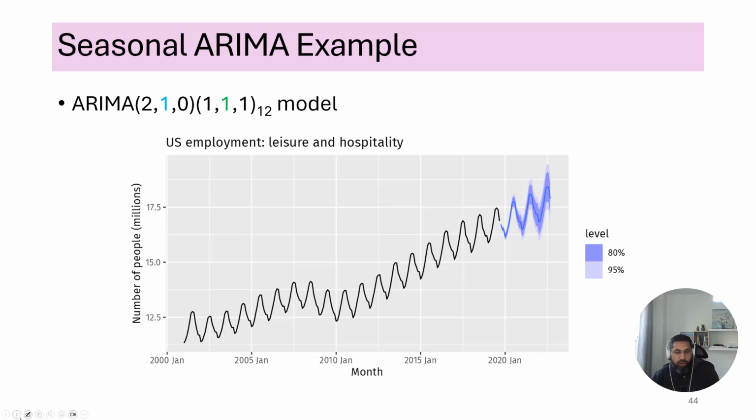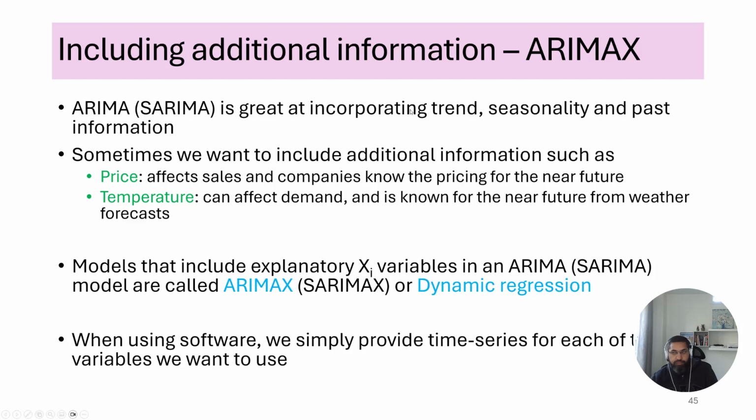This is done with R because the examples I'm using are from the book, which is using R. It's in the references. Amazing book, but it could be done in any software. A lot of software these days support Auto ARIMA. Okay, now ARIMA and seasonal ARIMA are great at incorporating trend, seasonality, and past information.